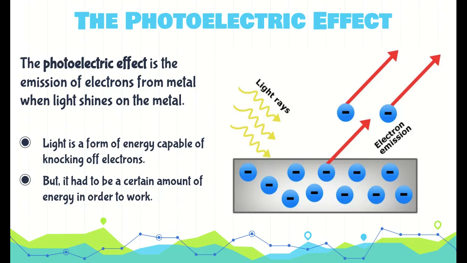energized so much that they leave. They have so much energy, they're going to be flying around. They're going to leave the metal. So light can be that energy that is capable of knocking these electrons off, but it needs to be just a certain amount of energy in order to work.